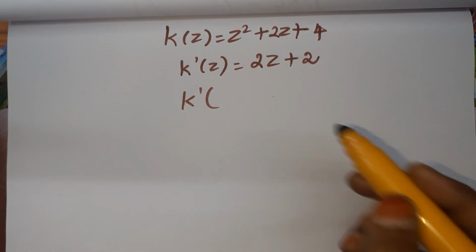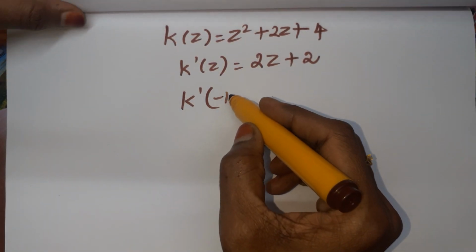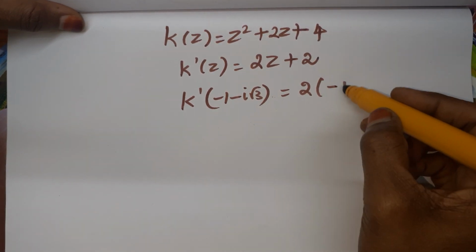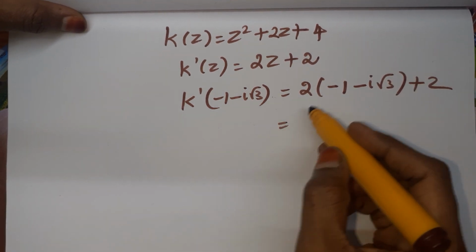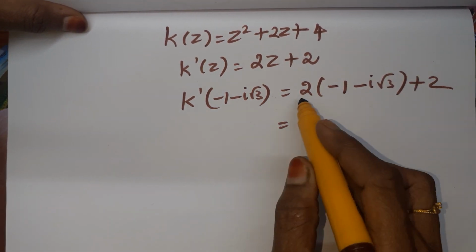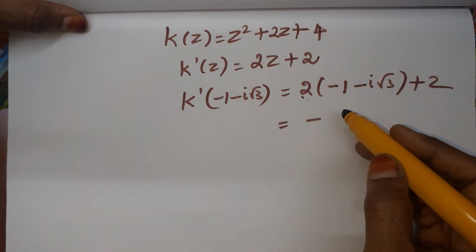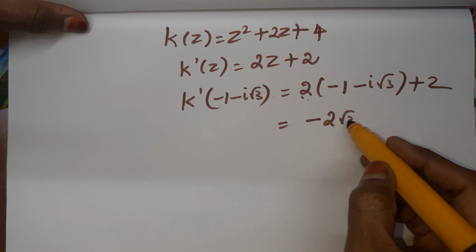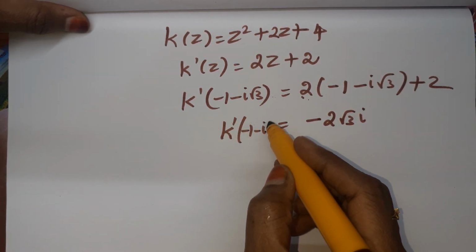k dash of, what z value do we have to take? Minus 1 minus i root 3. So k dash of minus 1 minus i root 3 is equal to 2 into (minus 1 minus i root 3) plus 2. Minus into plus, and minus into minus is plus, so both will get cancelled. Minus 2 root 3 i. That is my k dash of minus 1 minus i root 3.